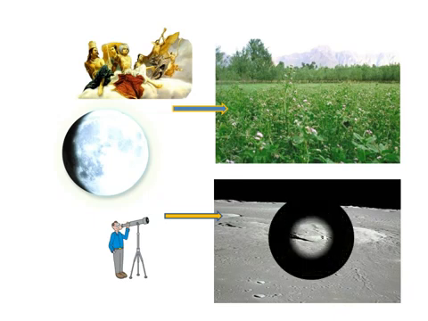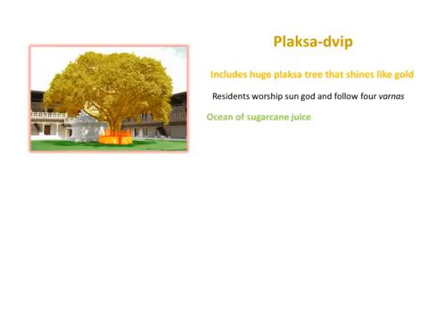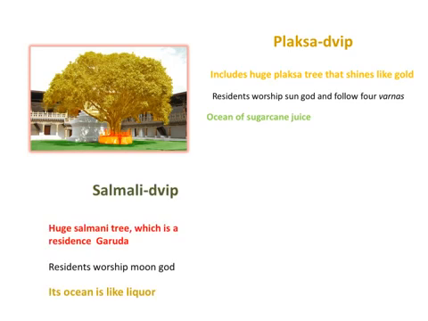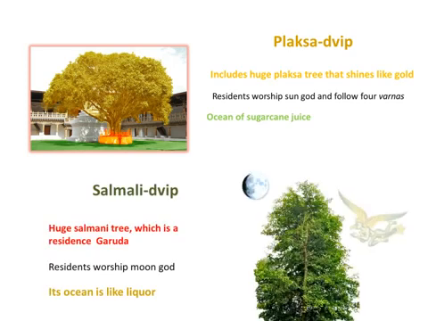Significantly enough, perhaps, this dead planet view corresponds quite closely with the Vedic version of the planet of Rahu. Plaksadvipa includes a huge plaksa tree that shines like gold. Residents worship the sun god and follow the four varnas of society and it has an ocean of sugarcane juice. Shalmalidvipa has a huge shalmali tree which is the residence of the divine Garuda. They worship the moon god and it has an ocean like liquor.